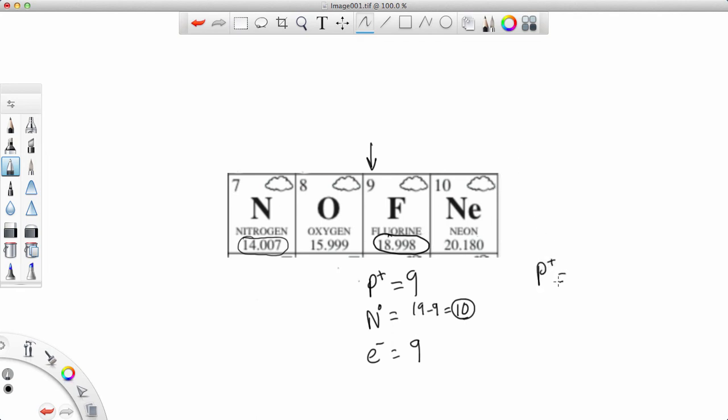Neon, doing the same thing. Protons is right here. It's the number 10. Electrons, also the number 10. Neutrons, okay, is 20.180, which rounds to the nearest whole number of 20. 20 minus 10 equals 10. So there are 10 neutrons in neon.